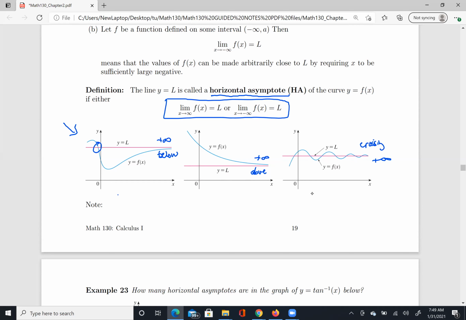So we note that crossing a horizontal asymptote is allowed. This statement is not true for a vertical asymptote. Okay, make sure that for the vertical asymptote there is no crossing.